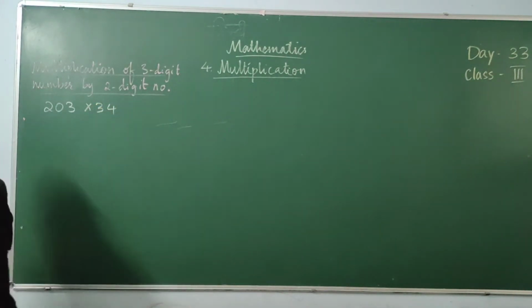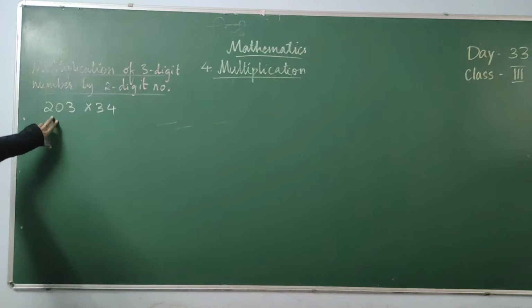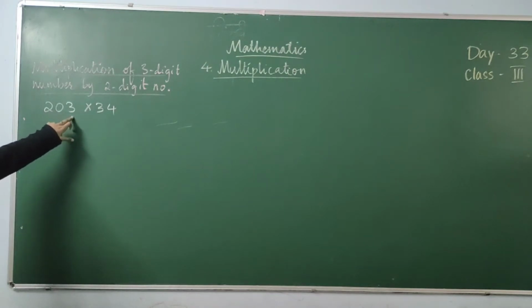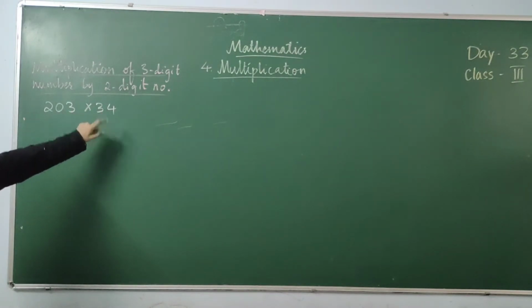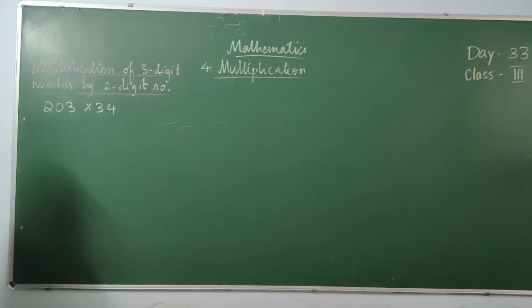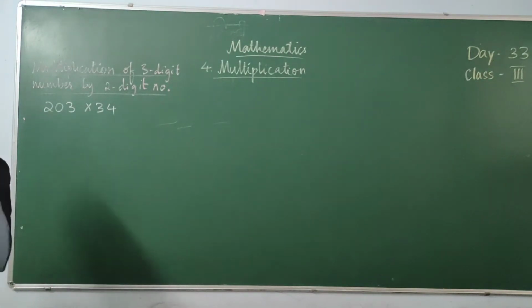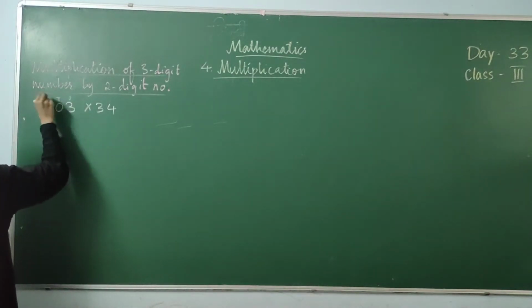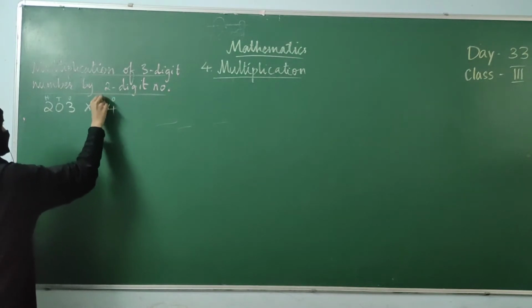What are we doing here? We are multiplying a 3-digit number 203 with a 2-digit number 34. So we have to multiply 203 with 34. Before doing that, as usual, as I told you, don't forget the place value ever. First we'll put the place values: ones, tens, hundreds, ones, tens.